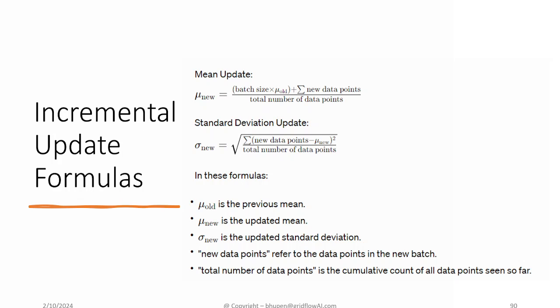Essentially, the formula for the update is quite easy. The new mean is going to be the old mean plus the new data points for feature one divided by the total number of data points, and that's going to give you the recomputed parameter called mean. In the same way, we can compute the standard deviation with the new batch. So essentially mu old, mu new, standard deviation new, the new data points, and the total number of data points. These are the values that we need to incrementally update the model parameters.